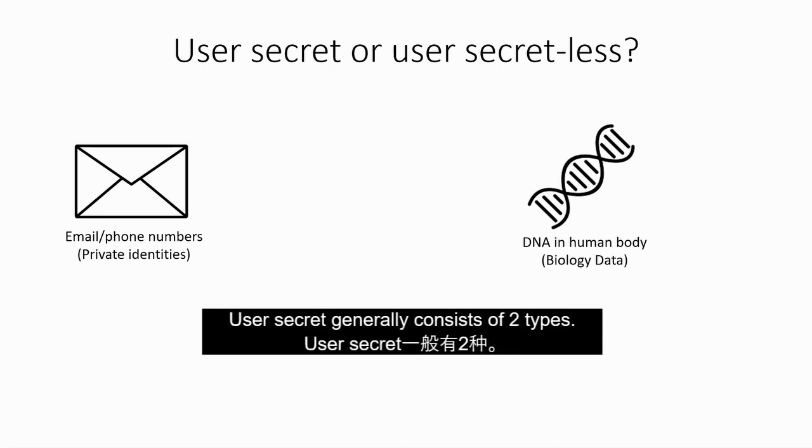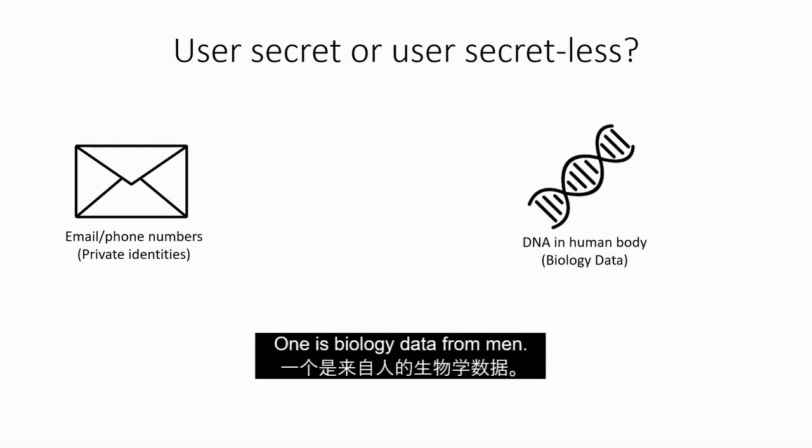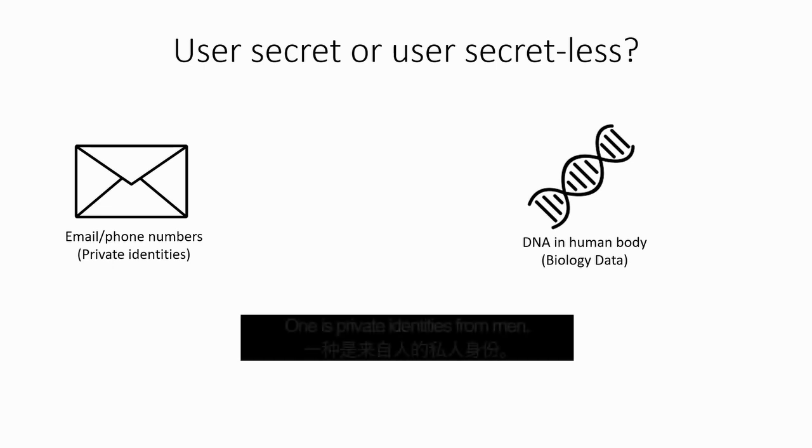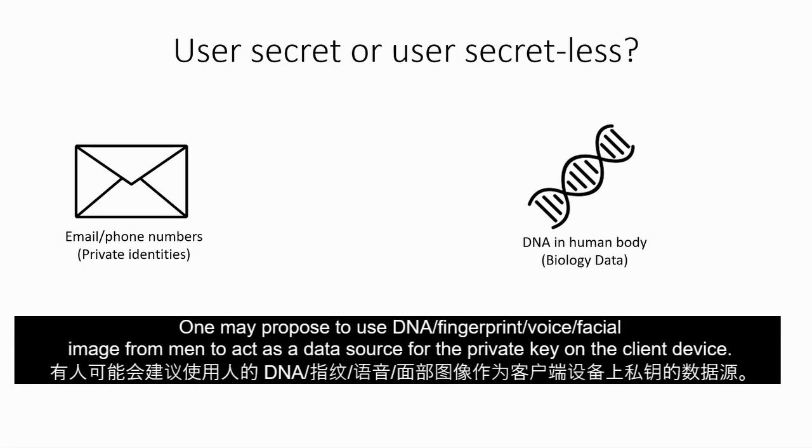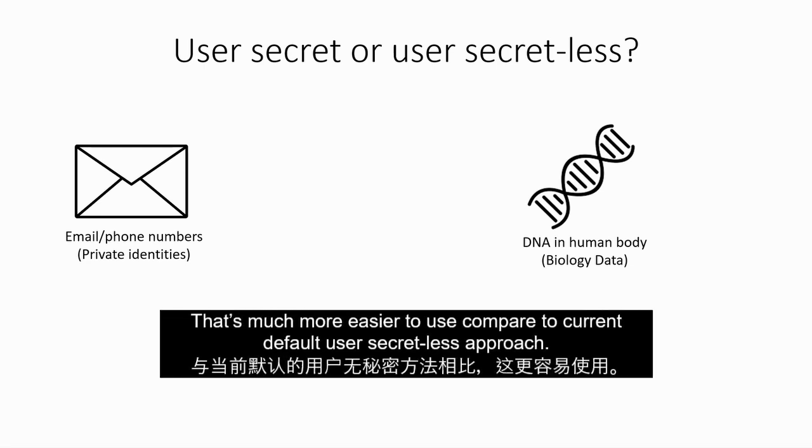User secret generally consists of two types. One is biological data from humans. The other is private identities from humans. One may propose to use DNA, fingerprint, voice, or facial image from humans to act as a data source for the private key on the client device. That is much easier to use compared to the current default user-secretless approach.